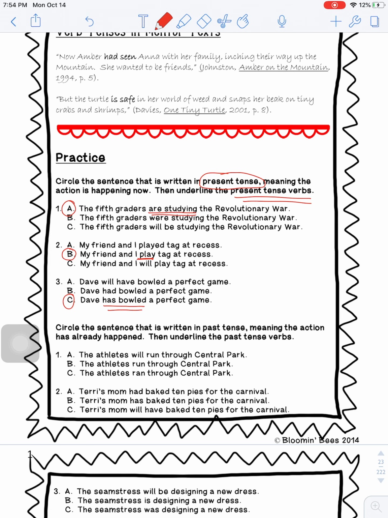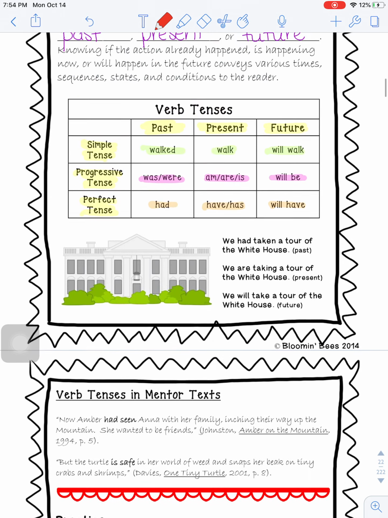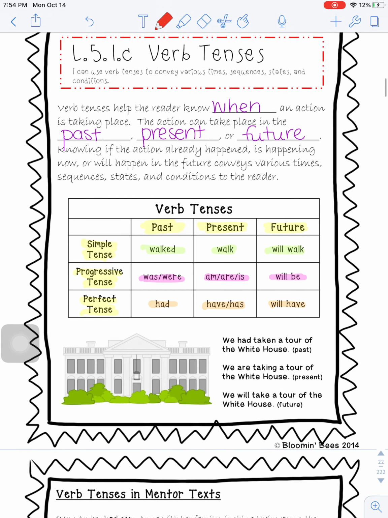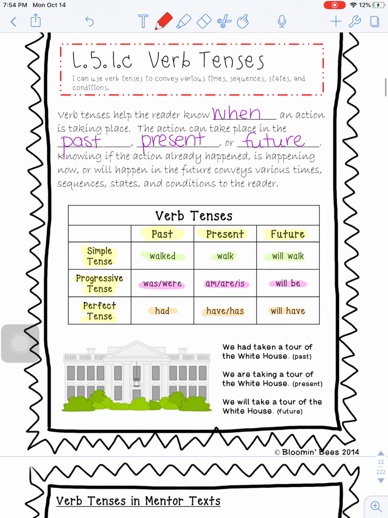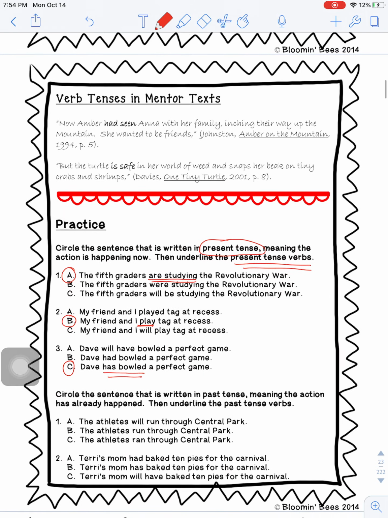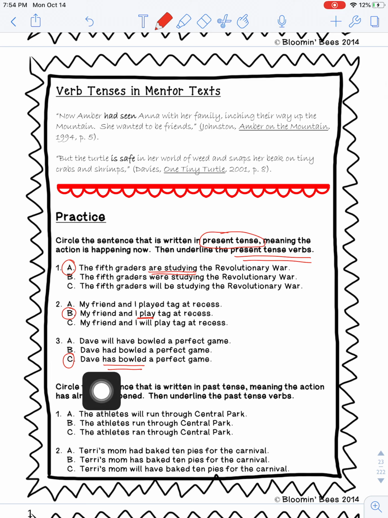So "has bowled." Has, if you go back to this, okay, "has" tells me that it's happening now, present. So see here, it says "has." He has bowled. Even though the simple tense, bowled, is -ed, it's because it's "has," meaning it's happening right now. Okay? So that's the key word you want to look for there, "has." Okay? Hopefully I have no questions so far. Let's go to the next one.